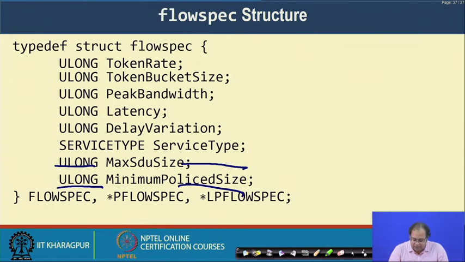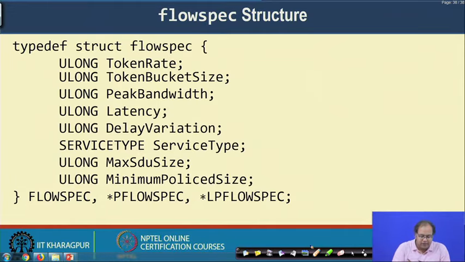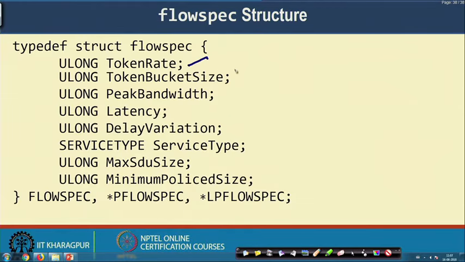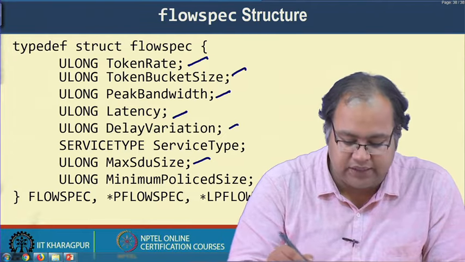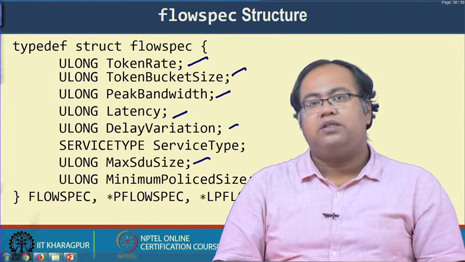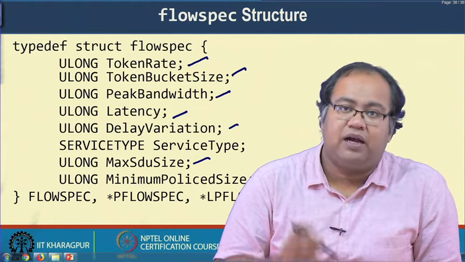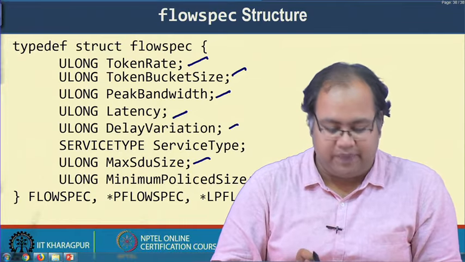So, here is a flow spec structure. You can see that it contains multiple parameters like the token rate, token bucket size, the peak bandwidth, latency. So, the token rate and token bucket size belong to the RSpec that talks about the scheduler parameters, whereas the peak bandwidth, latency, delay variation, all these things talk about flow specific parameters, the maximum SDU size, minimum policed size. So, they belong to the T spec of this flow spec.